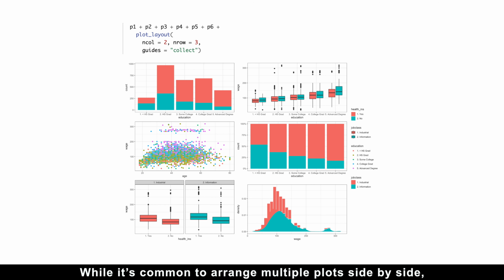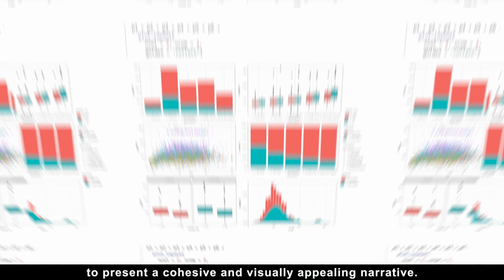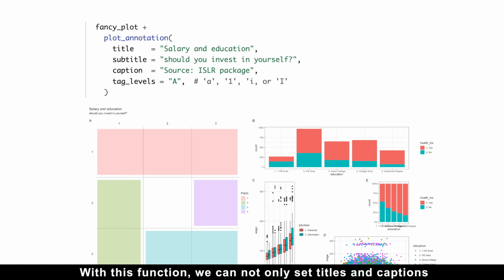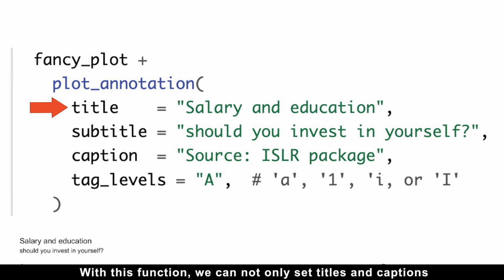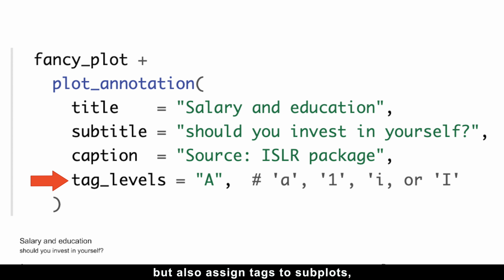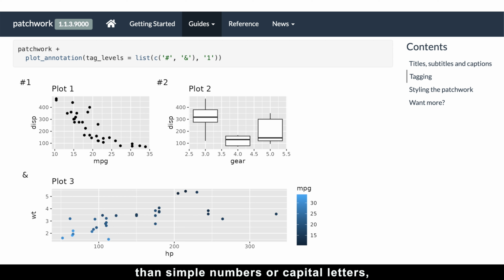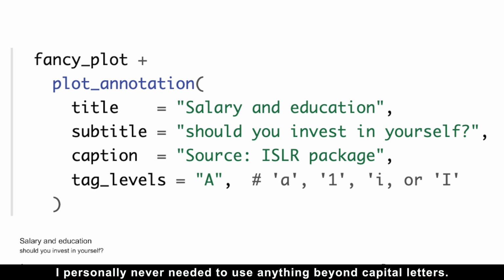While it's common to arrange multiple plots side by side, there are occasions when we desire the final result to present a cohesive and visually appealing narrative. This is where the plot_annotation function becomes invaluable. With this function, we can not only set titles and captions, but also assign tags to subplots, enhancing the overall impact of the visualization. While the tags can be more sophisticated than simple numbers or capital letters, the patchwork package documentation offers comprehensive details. However, I personally never needed to use anything beyond capital letters.